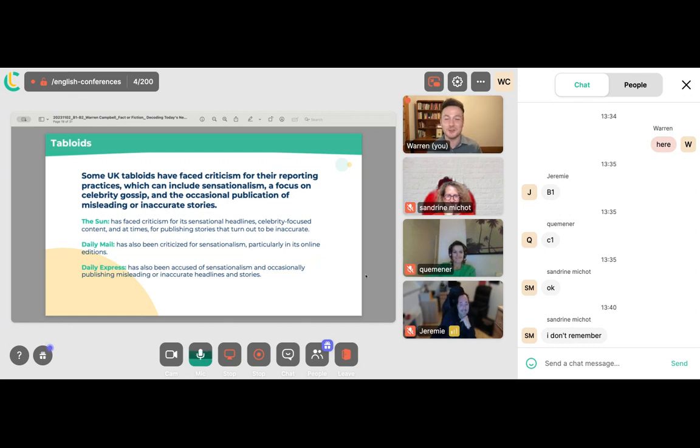So once again, UK tabloids have faced a plethora of criticism over the years for their reporting practices. These include sensationalism, a focus on celebrity gossip, and the occasional publication of misleading or inaccurate stories.